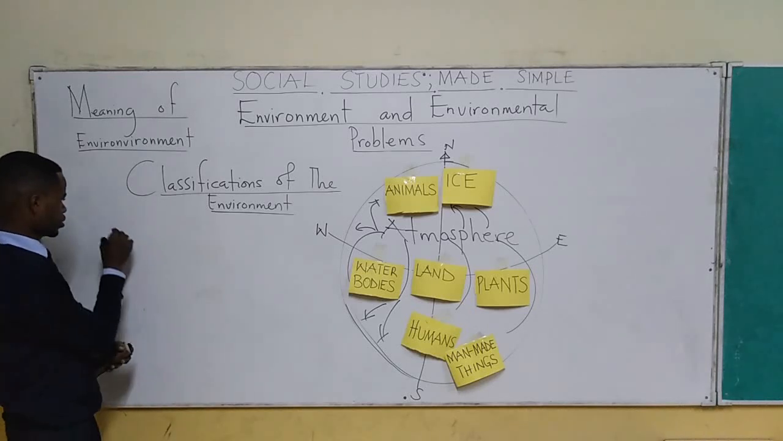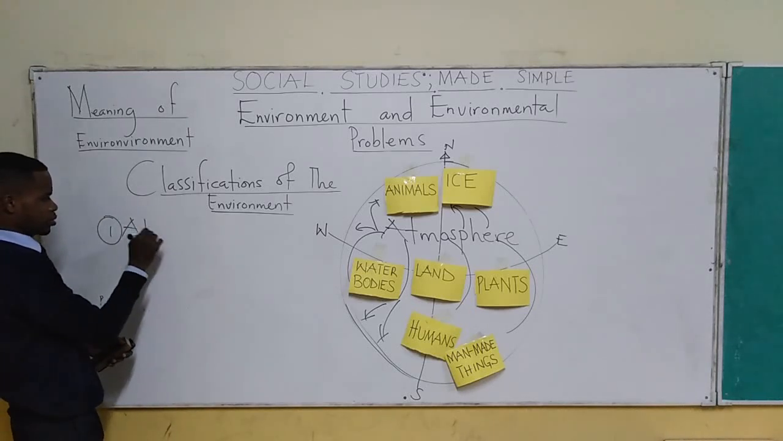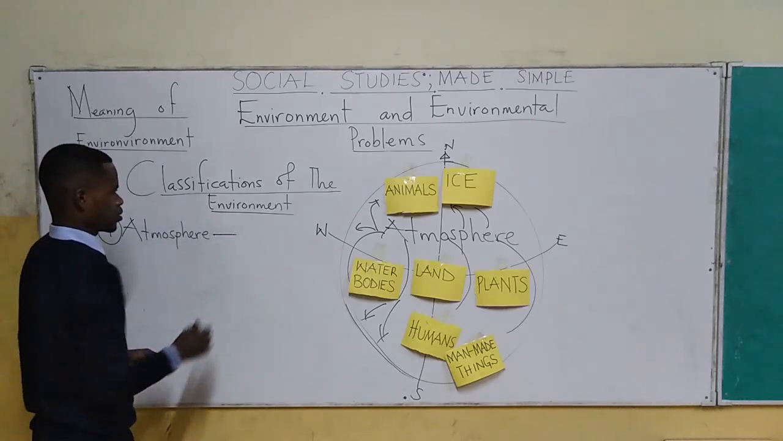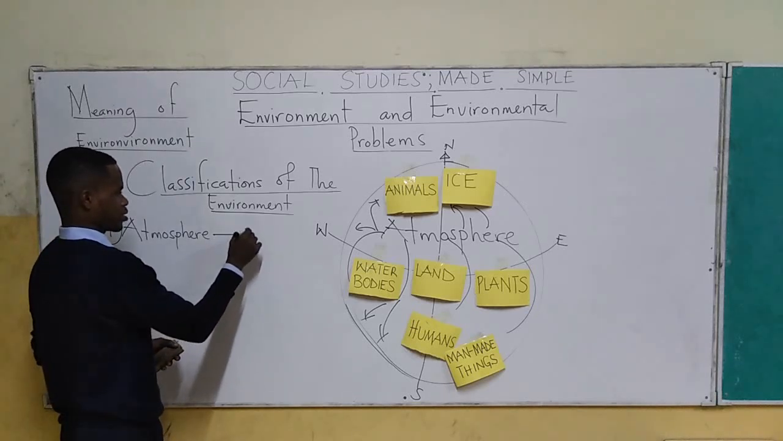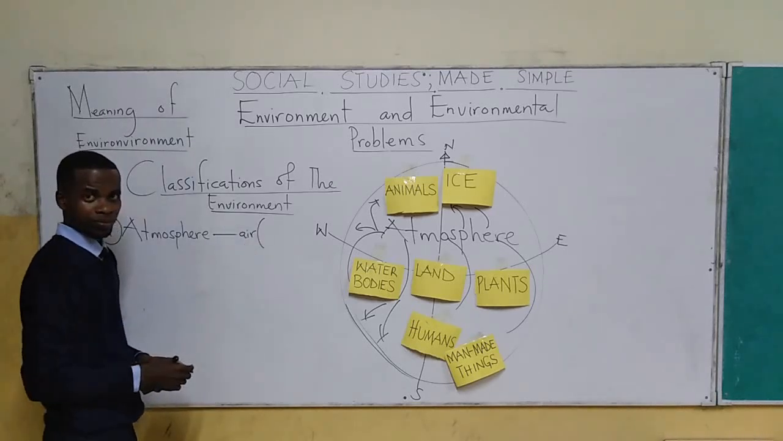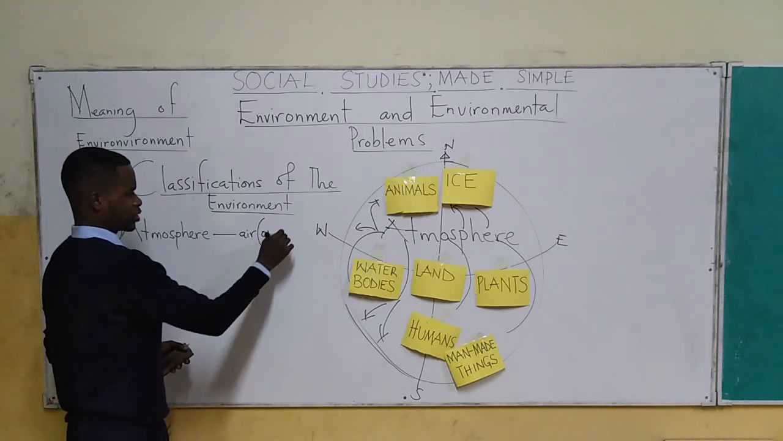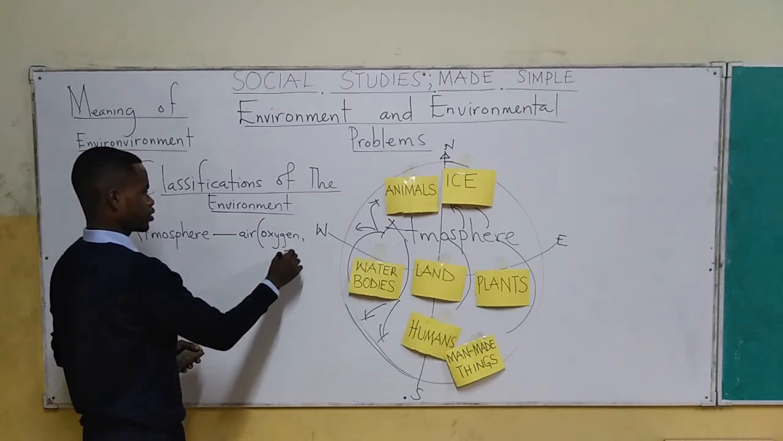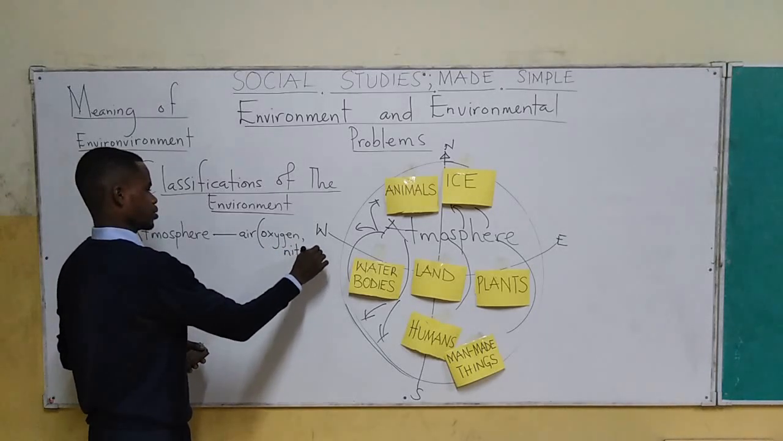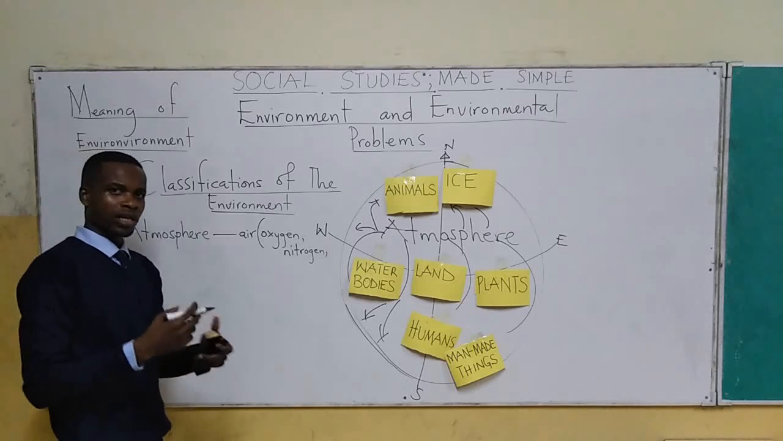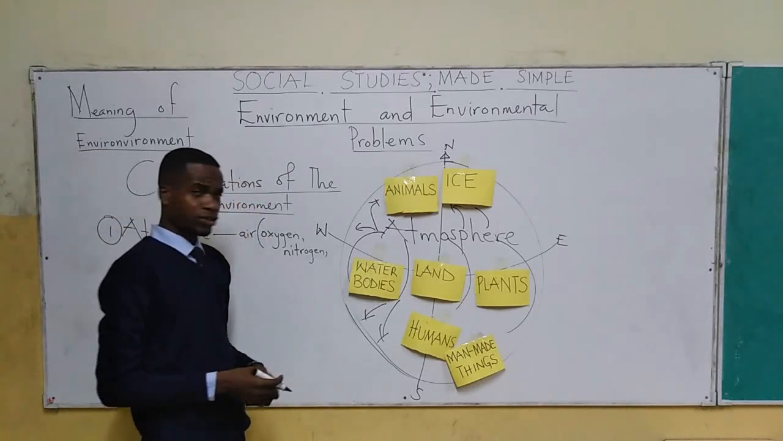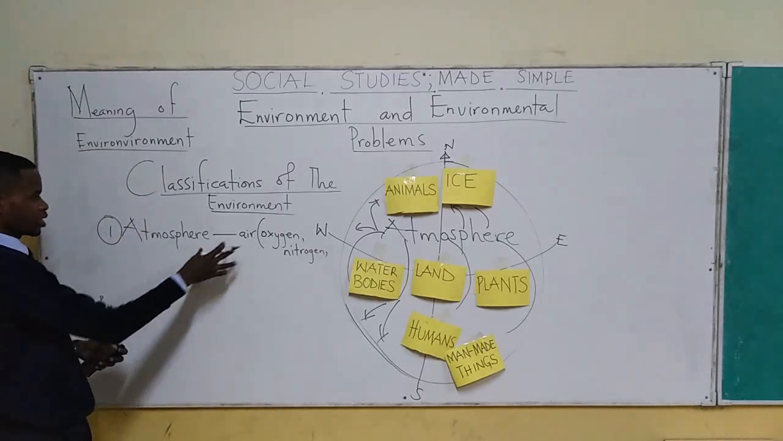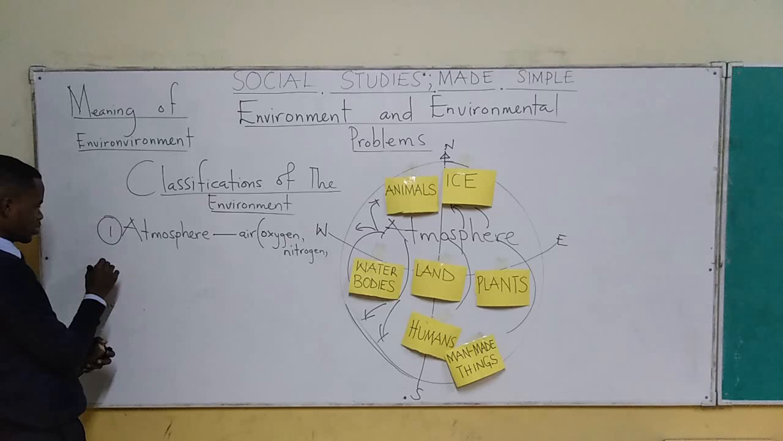Classification of the environment. Number 1: we have the atmosphere, the surrounding air. We can talk about oxygen, the gases, nitrogen, carbon dioxide, carbon monoxide, hydrogen gases, and so on and so forth. You can add more examples. They fall under the atmosphere.